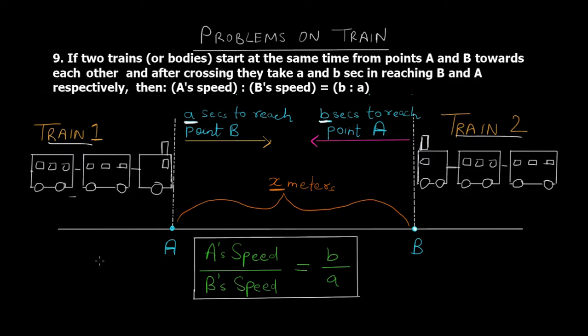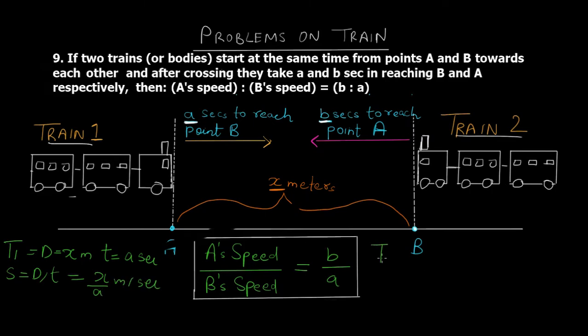Now if you have seen the previous video tutorial wherein we discussed the time, distance, speed concept and different problems, we know that speed is inversely proportional to time. That is, if speed increases, then the time to cover a particular distance decreases. So let's say for example this distance is going to be x meters. So for train 1, we know that the distance it has to cover is x meters, and the time taken is a seconds. So they have mentioned that it takes a seconds to reach point B, which means it takes a seconds to cover x meters. So now the speed is equal to distance upon time, which is going to be x upon a meters per second.